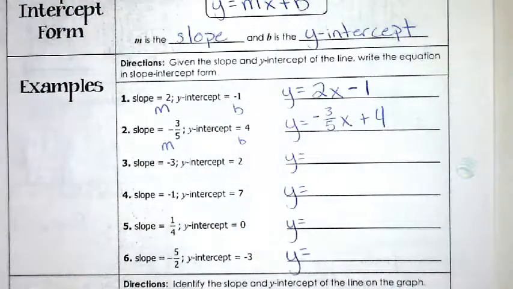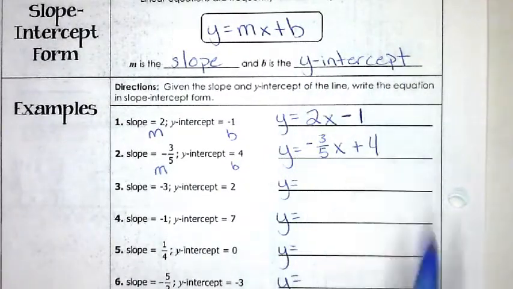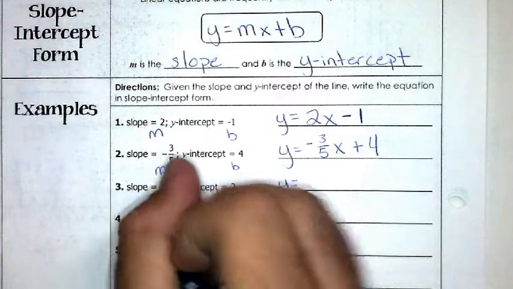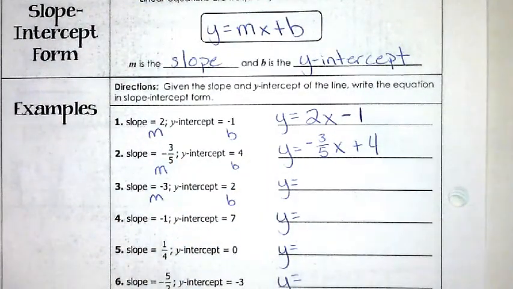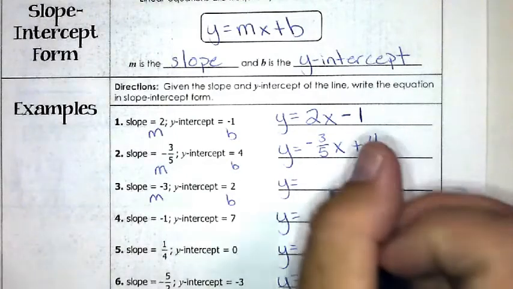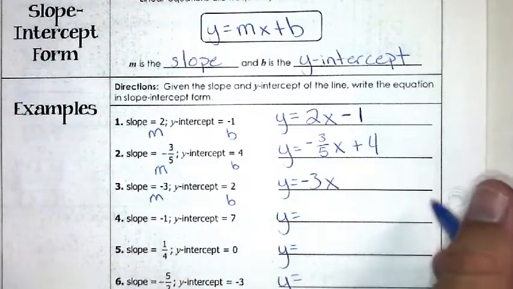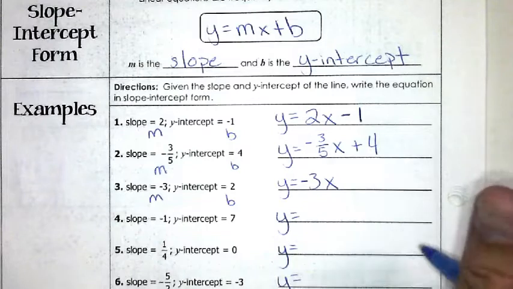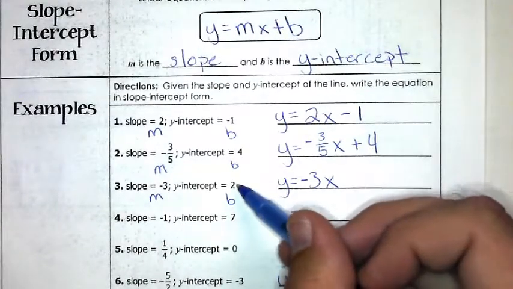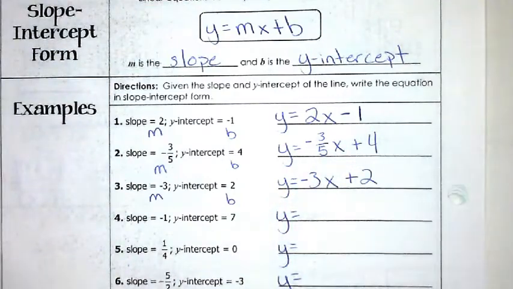Okay, so like we were saying, slope-intercept form, y equals mx plus b. M is your slope, b is your y-intercept. Label, always label. What's my slope on problem number 3? So I have -3, and then the slope is always connected to the x. The y-intercept is positive or negative? So I put +2.